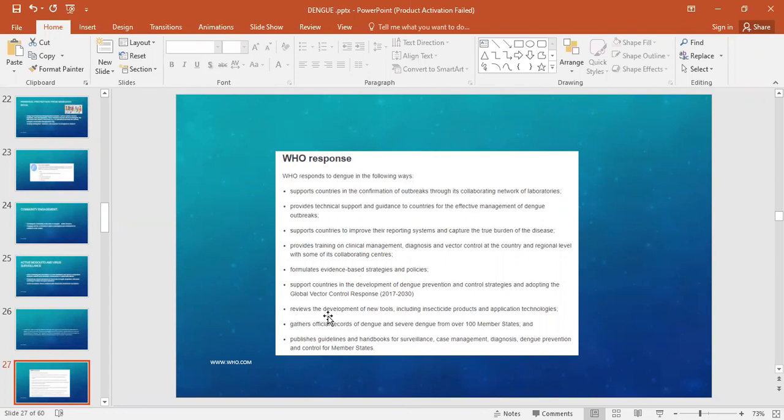2017-2030, reviews the development of new tools including insecticide products and application technologies, gathers official records of dengue and severe dengue from over 100 member states, and publishes guidelines and handbooks for surveillance, case management, diagnosis, dengue prevention, and control for member states.